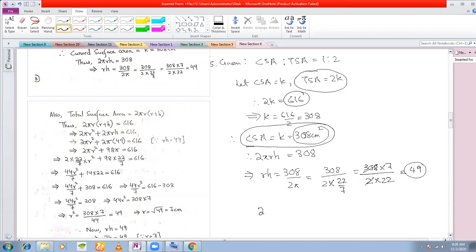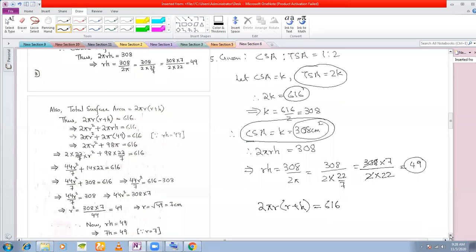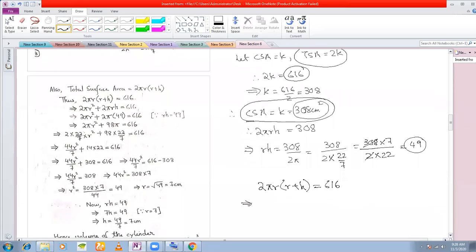What is the total surface area? 2 pi r into r plus h, is equal to how much? The total surface area given is 616. So now what you do is you separate this, multiply this: 2 pi r square plus 2 pi rh is equal to 616. 2 pi r square, and what is the value of rh that we have calculated? It is 49. So this rh becomes 49.